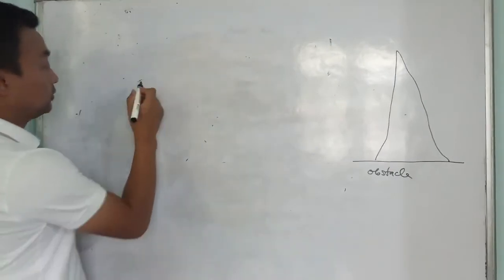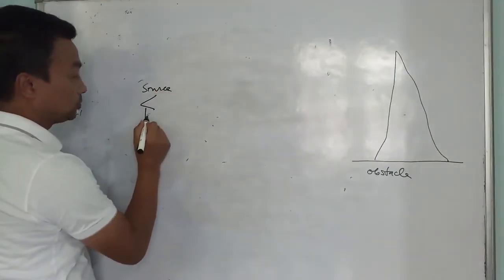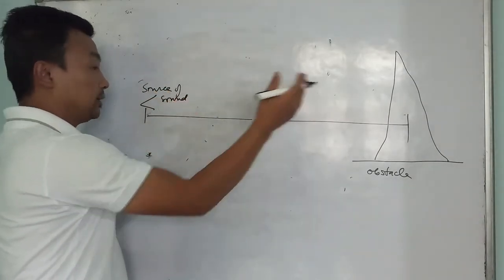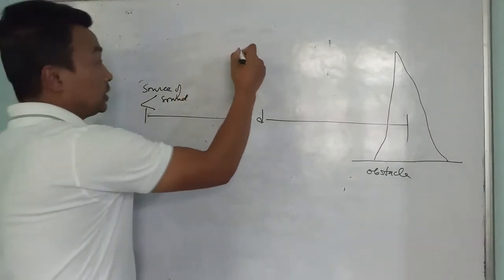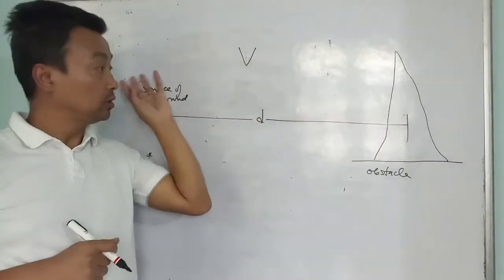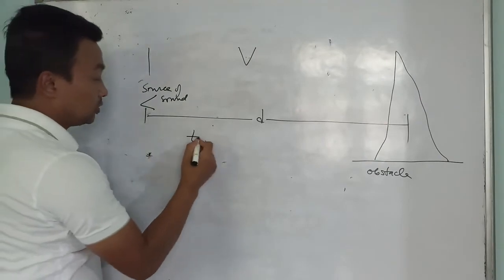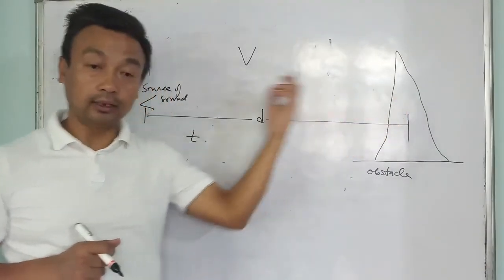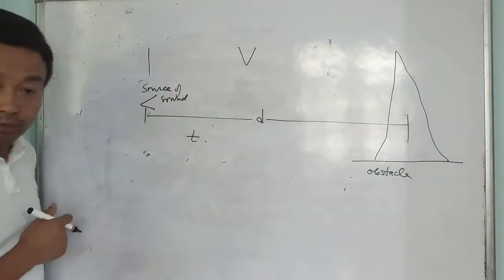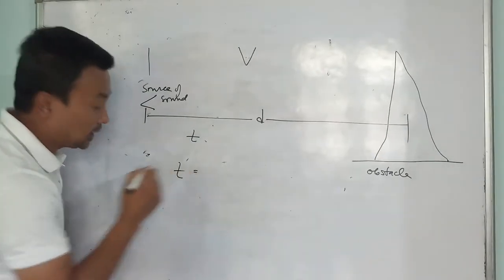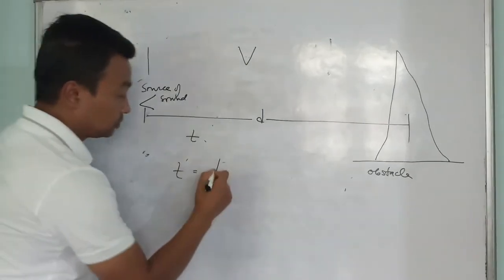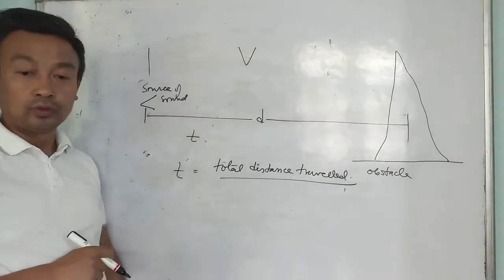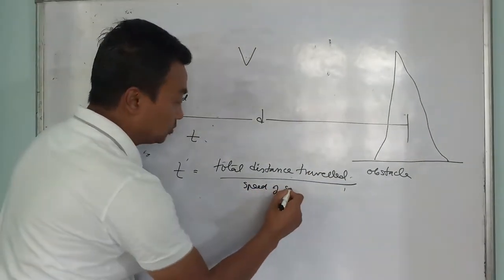Let us not rub this. We have a source of sound here. The sound is produced. Let us say d is the distance between the source of sound and the obstacle, capital V is the speed of sound at which it is traveling in the medium, and small t is the time taken for the sound to reach the obstacle and come back. From the formula of speed, distance and time, we know that time is equal to total distance traveled upon the speed of sound.